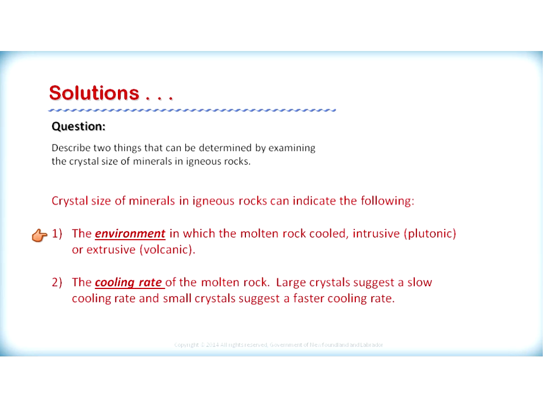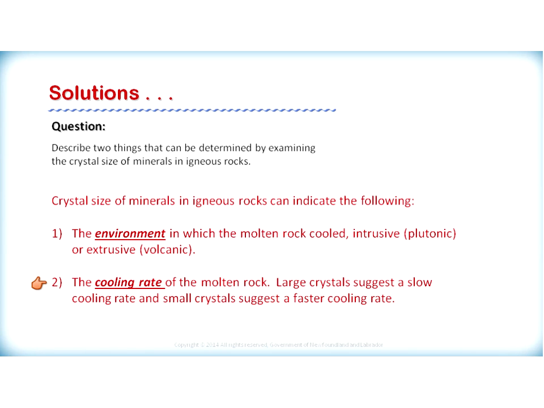If it is big crystals, it formed in an intrusive or plutonic environment. If it has smaller crystals, then it formed in an extrusive or volcanic environment. So the environment is indicative of the crystal size. The second thing that can be determined by crystal size is the cooling rate of the molten rock.